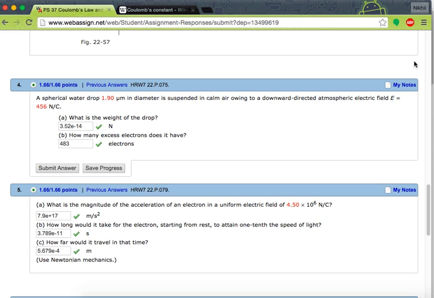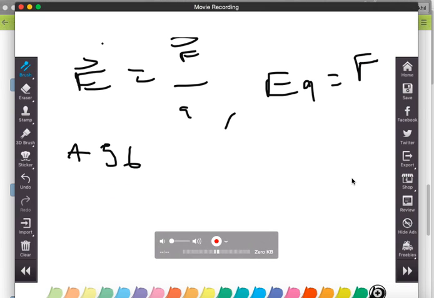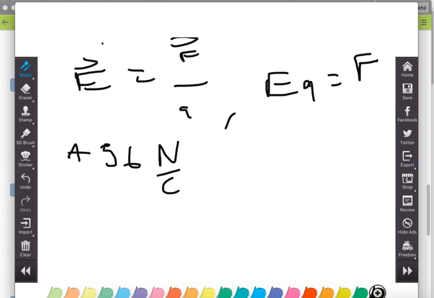Oh, okay, I got it. It gives us E, it gives us F, it doesn't give us Q. So we have to find Q. So 4.5, let me go back. 4.5 times 10 to the 6 newtons per coulomb. So let's see. Q equals F over E.